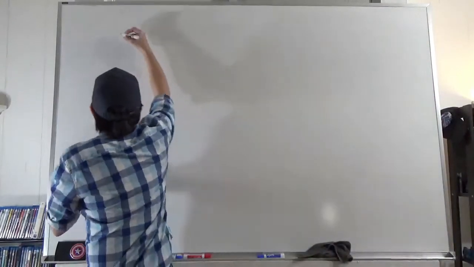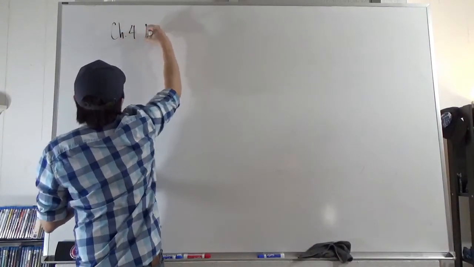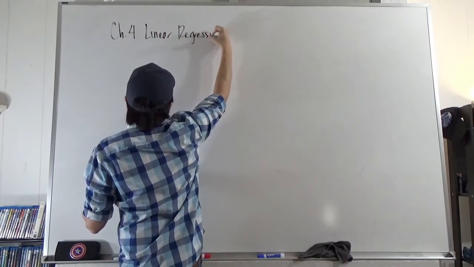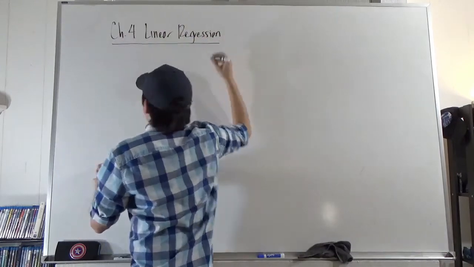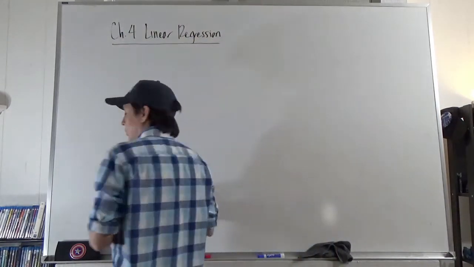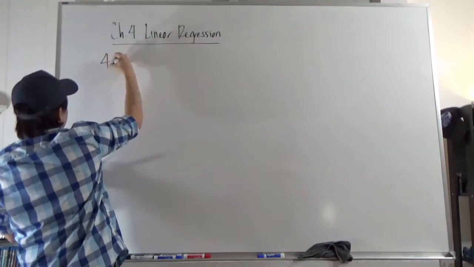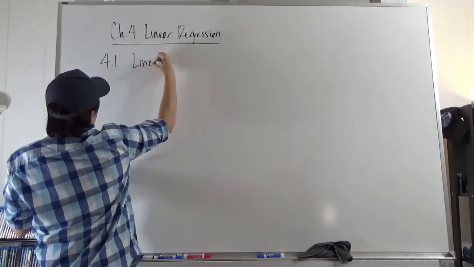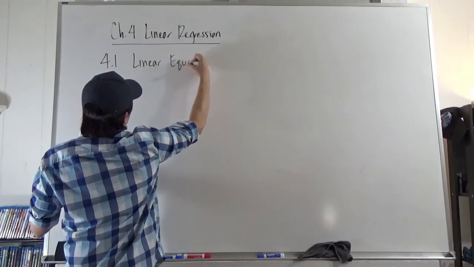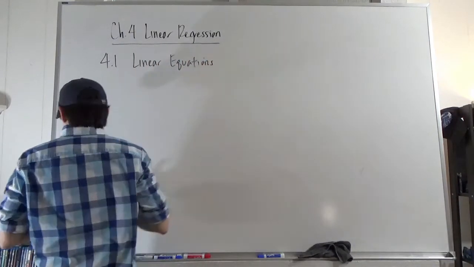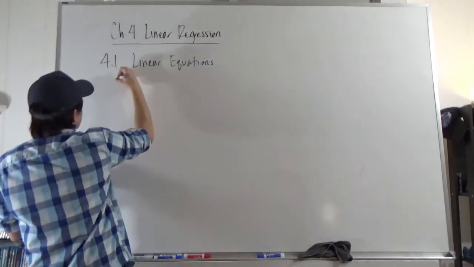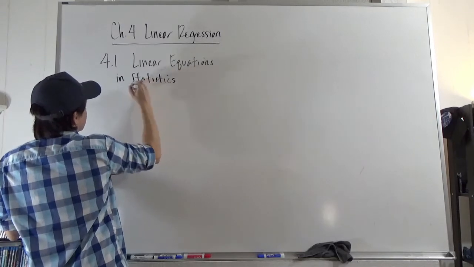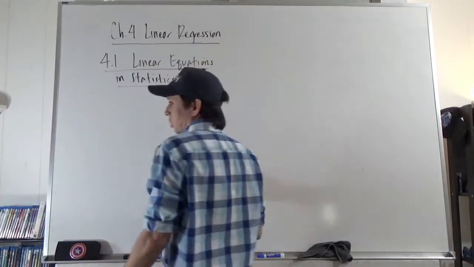Okay, chapter 4. Chapter 4 is what's called linear regression. We just got to review linear equations, which are equations of lines. Linear equations in statistics. Technically, a lot of this is going to be a review of previous math classes where you dealt with lines.